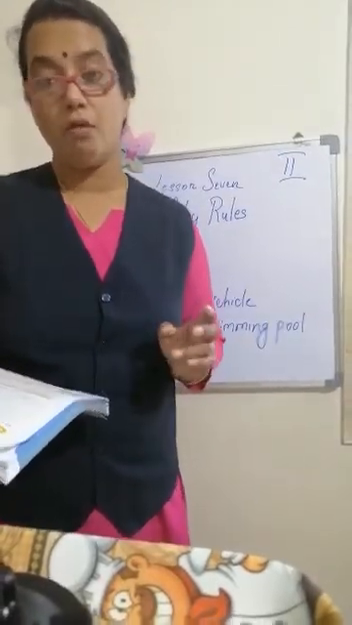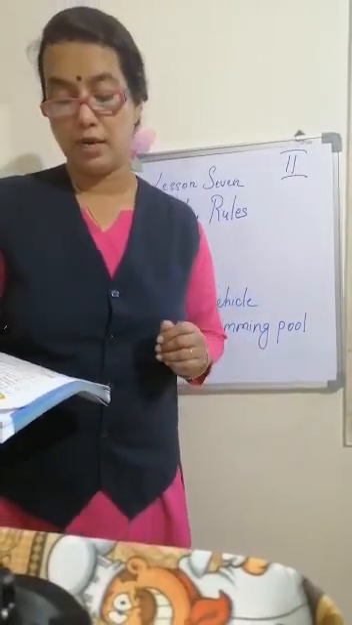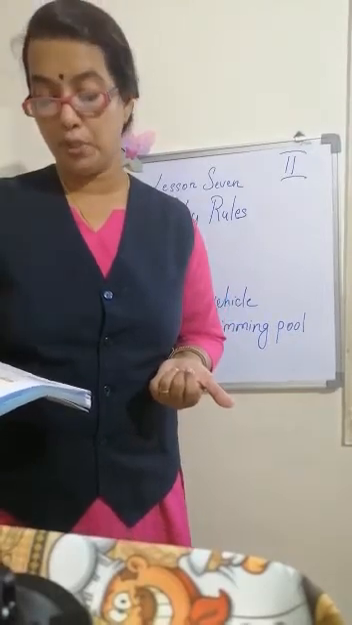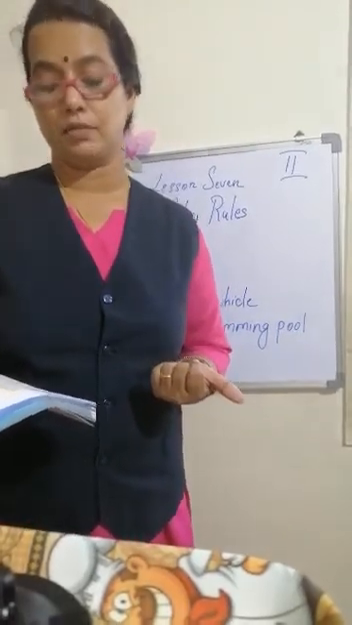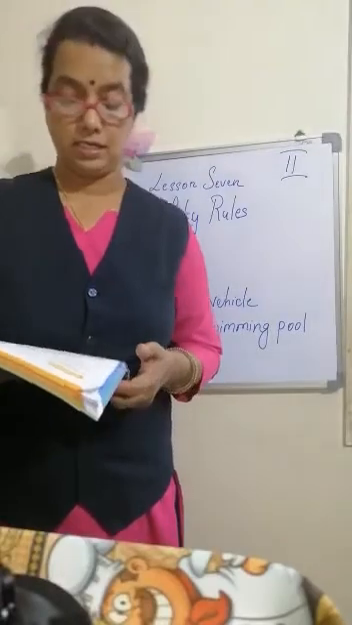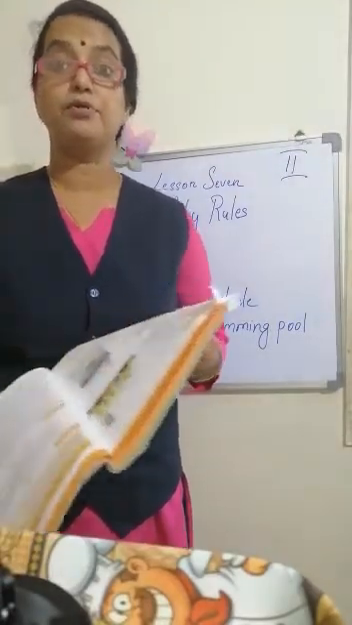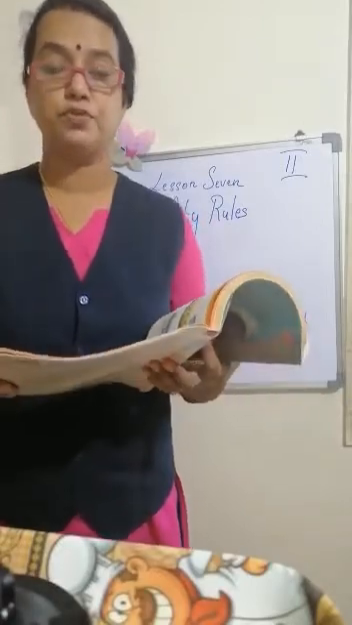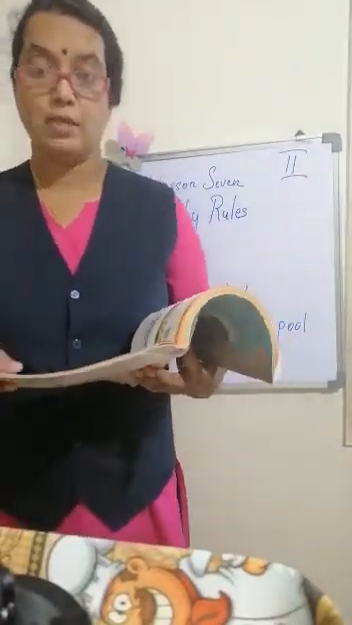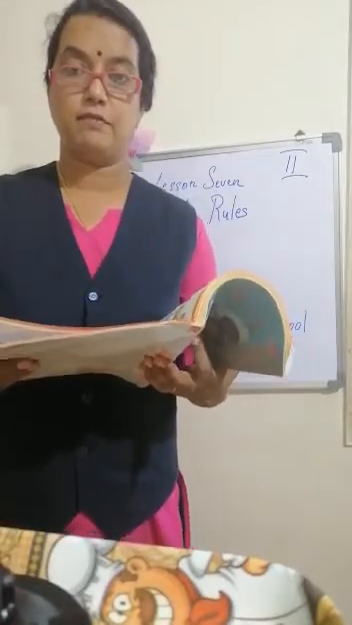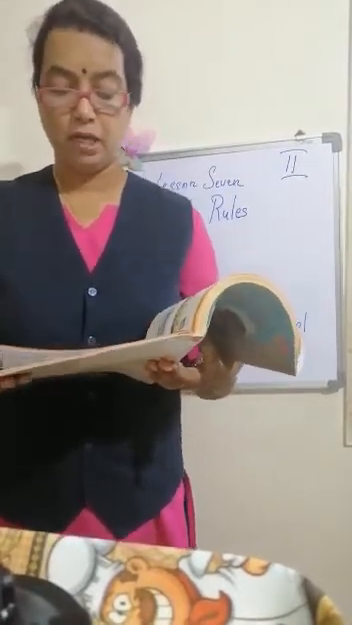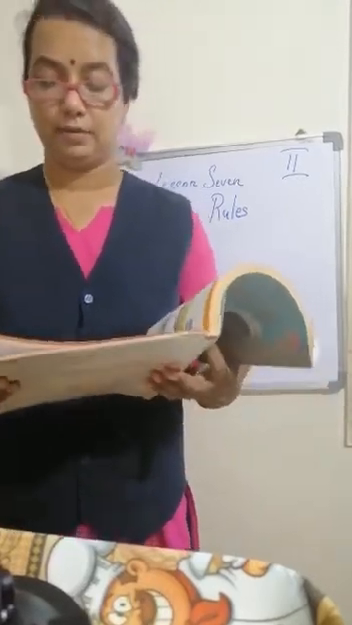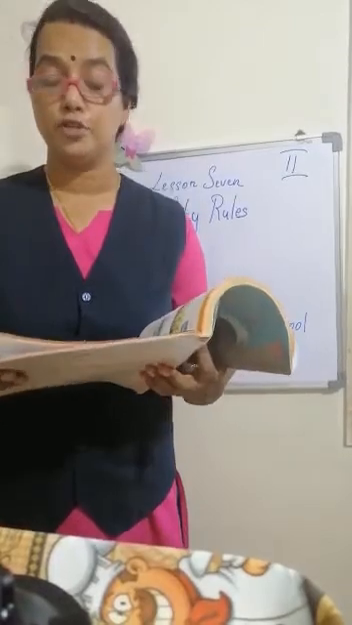Use floats or rubber tubes if you are learning how to swim. Never go to the deep end of a pool and do not swim in tanks or ponds. It is not safe. In this lesson I am going to take the exercise also. Okay. So the exercise, it is page number 209. First one is you have to choose the correct answer for each of the following. If you play with a knife or scissors, you might get cut. Okay, the answer is cut, CUT.